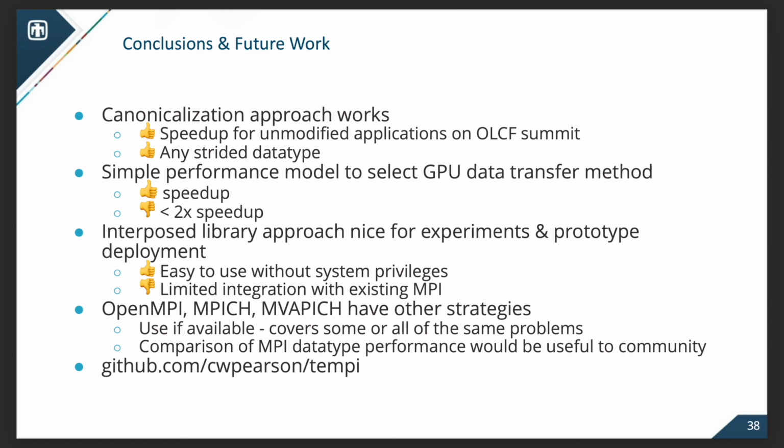Other MPIs have various complete or incomplete strategies for handling non-contiguous data on the GPUs. Obviously, if those implementations provide good performance for you, probably not using TEMPI is the right move, right? But I think it would be useful for the community to have a sort of impartial comparison of the MPI data type performance in some of these implementations, just since GPU accelerated computers have become so common.